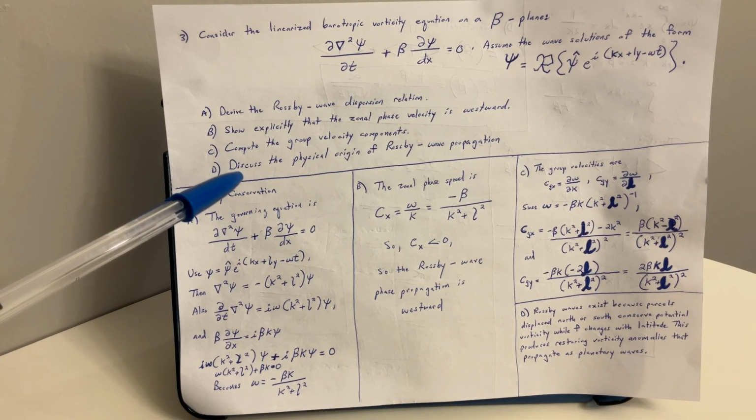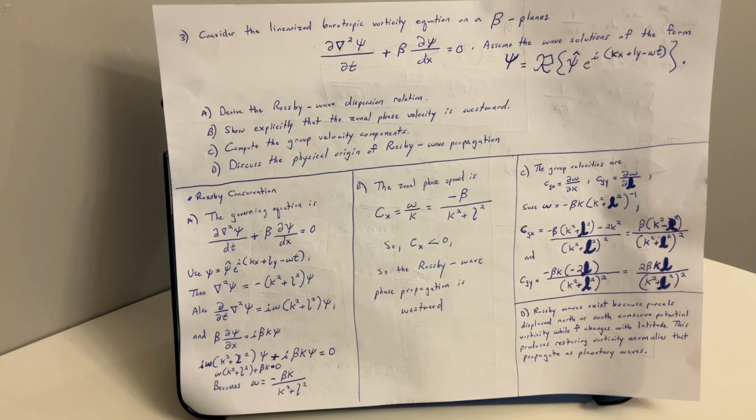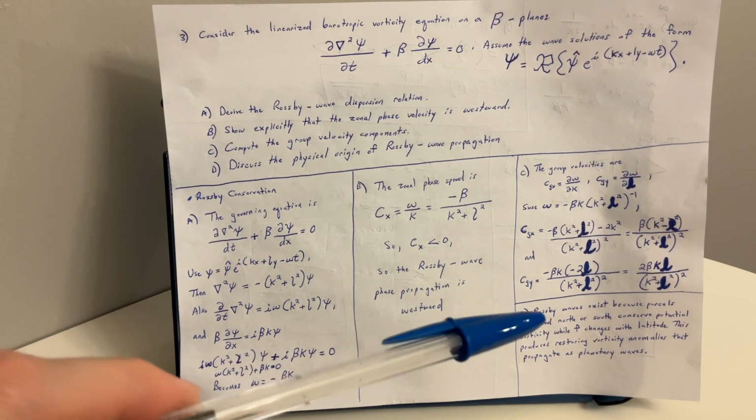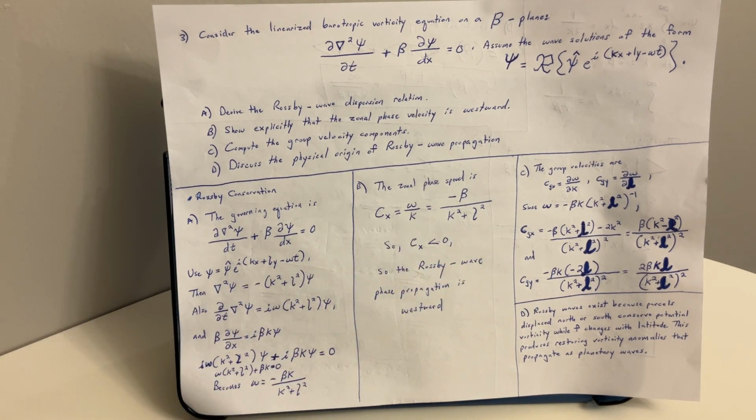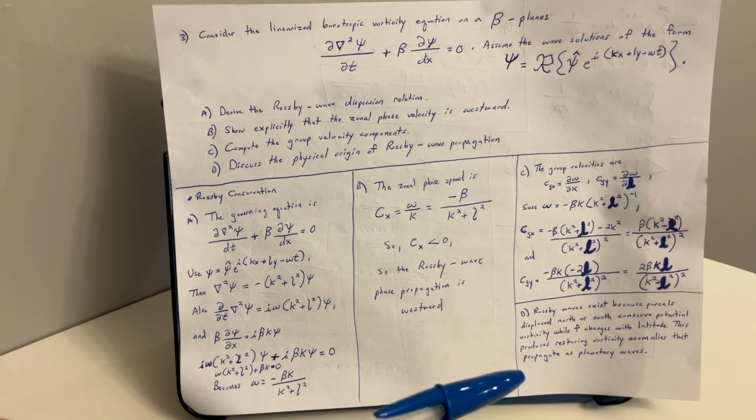Part D, discuss the physical origin of Rossby wave propagation. So the conceptual textbook answer: Rossby waves exist because parcels displaced north or south conserve potential vorticity while f changes with latitude. This produces restoring vorticity anomalies that propagate as planetary waves. Okay, so that takes care of number 3.